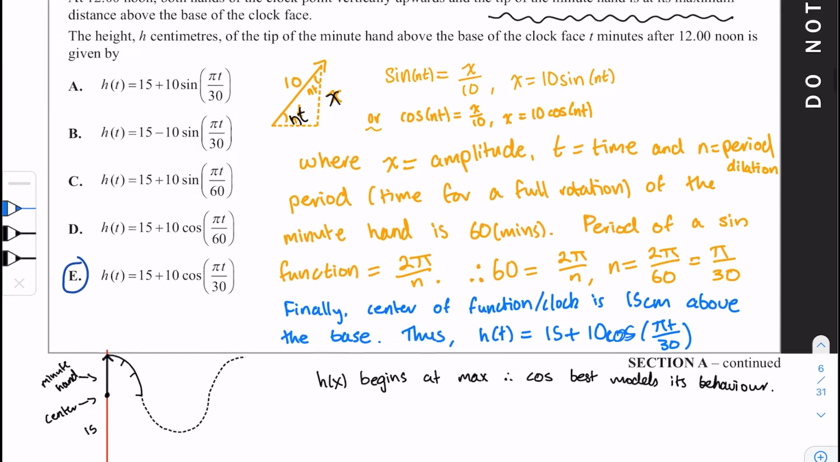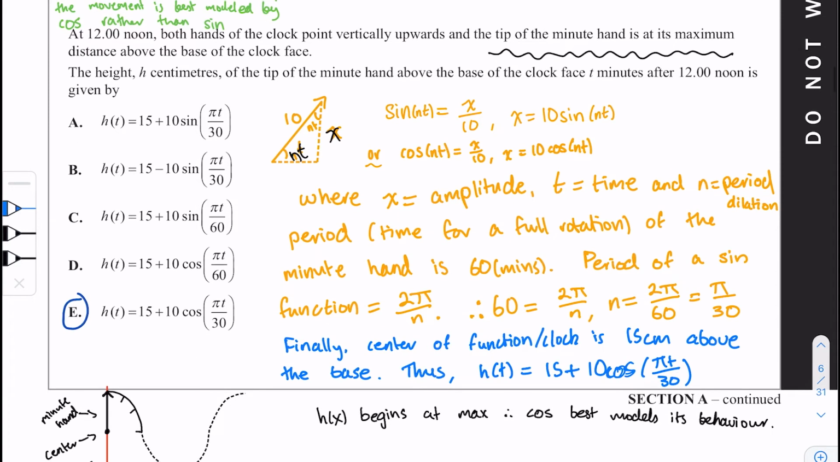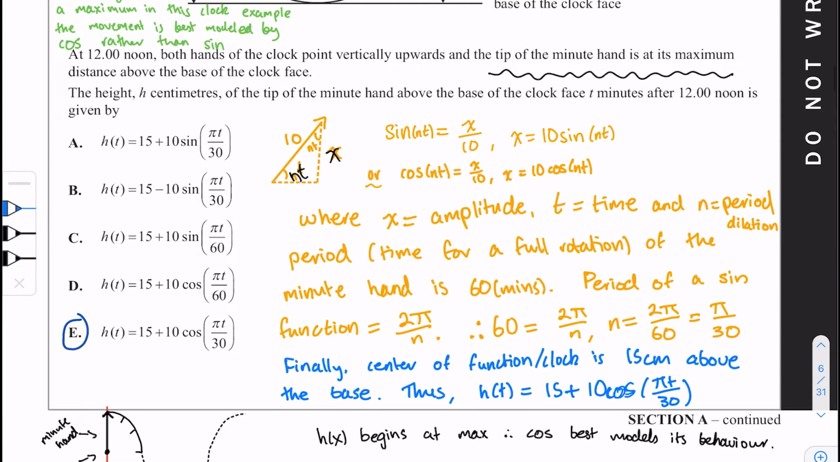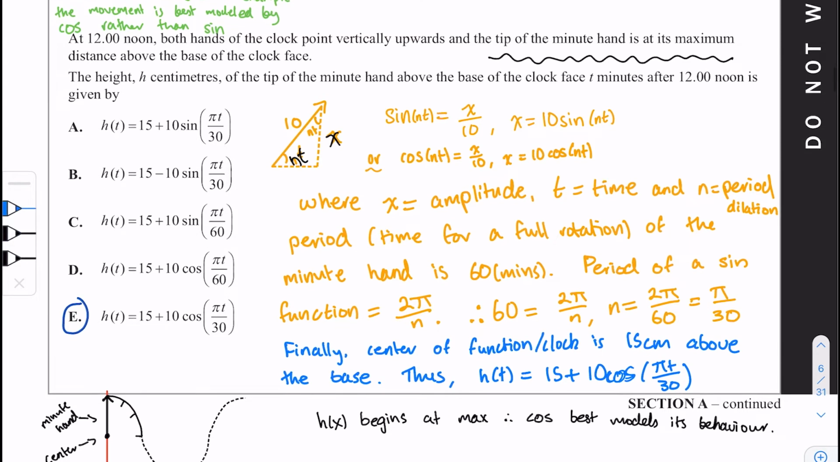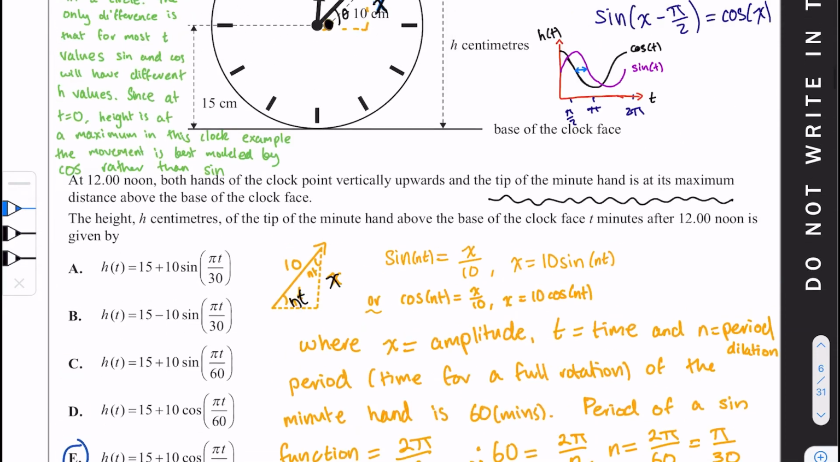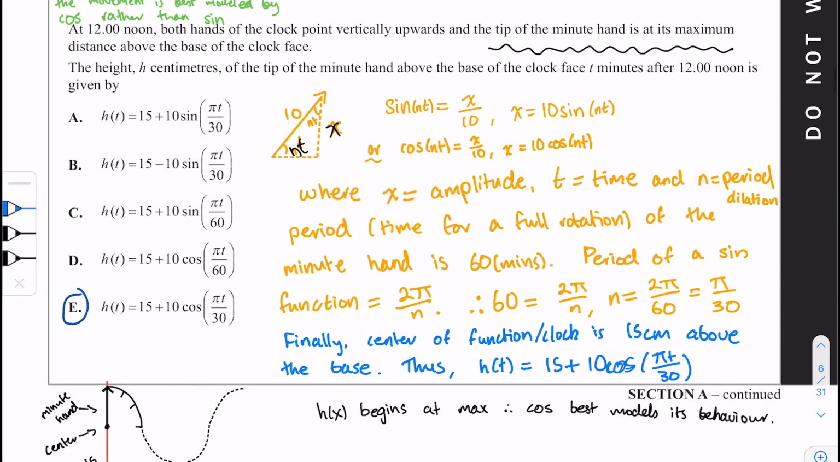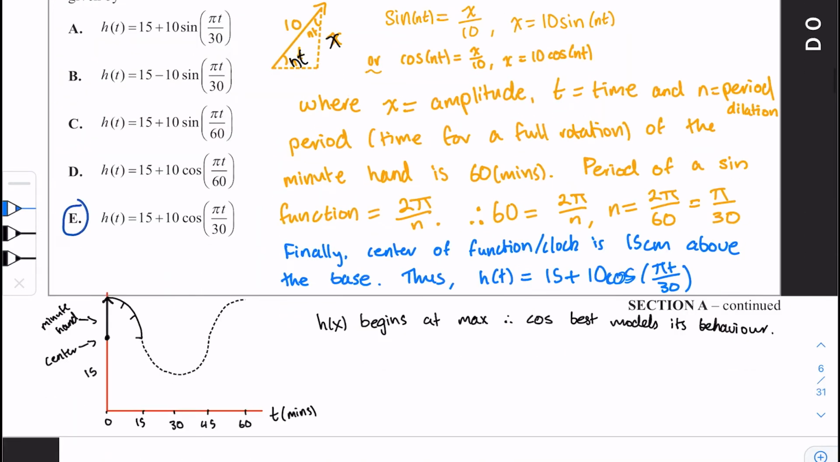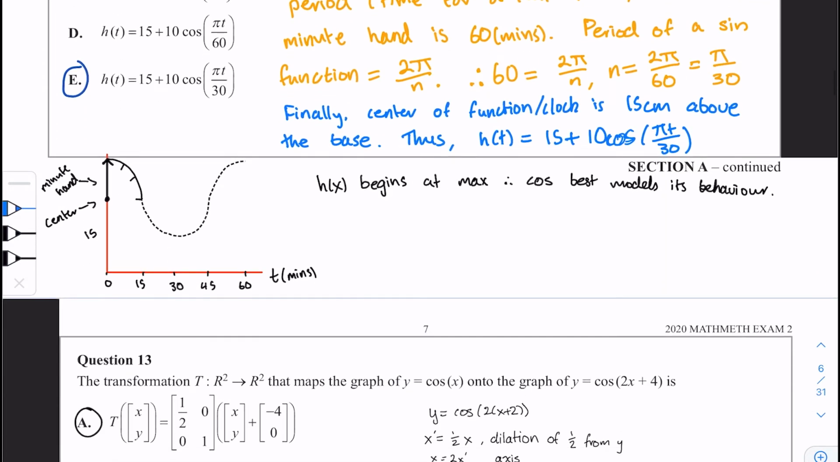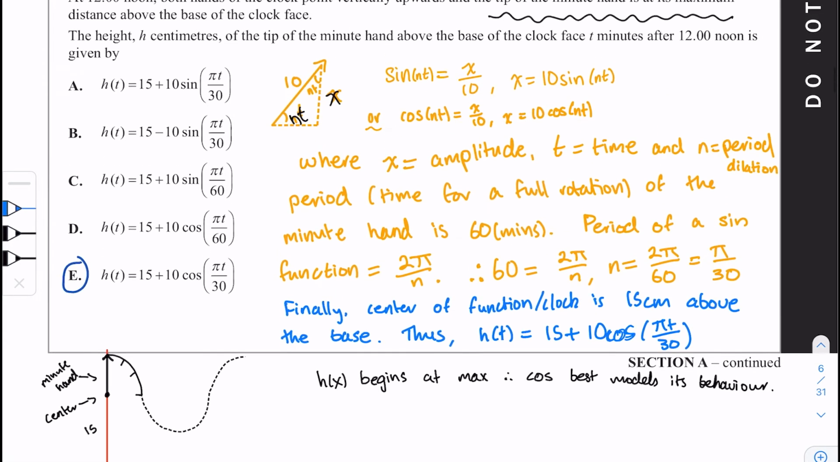And then we know the center of the function is 15 centimeters above the base. So that's what our center is, our starting point. So you have to do h of t equals 15 plus 10 cos pi t on 30. All right, and that's pretty much all there is to the question.